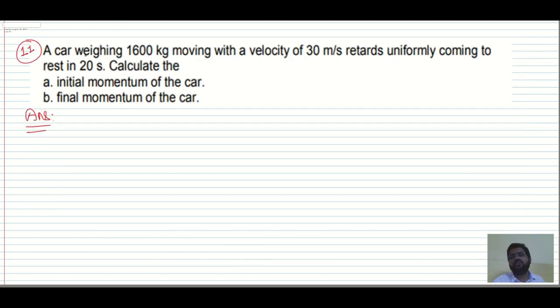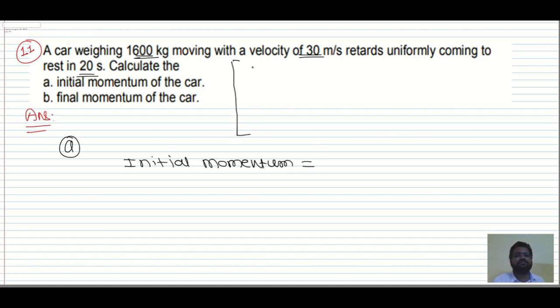And the last question: a car weighing 1600 kg moving with a velocity of 30 meter per second retards uniformly, coming to rest in 20 seconds. Calculate the initial momentum and the final momentum. Firstly we'll calculate the initial momentum. So firstly understand what momentum is. Momentum is nothing but the quantity of motion present in the body. Quantity of motion present in the body is called momentum.